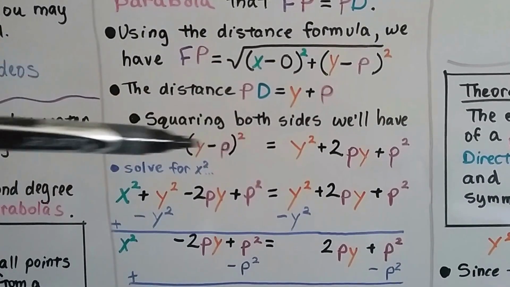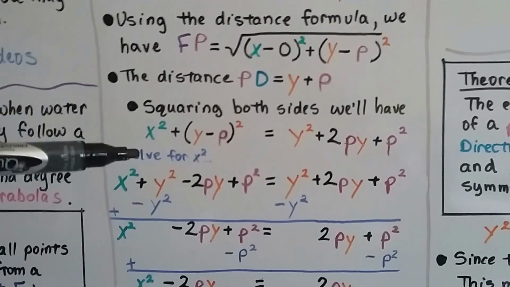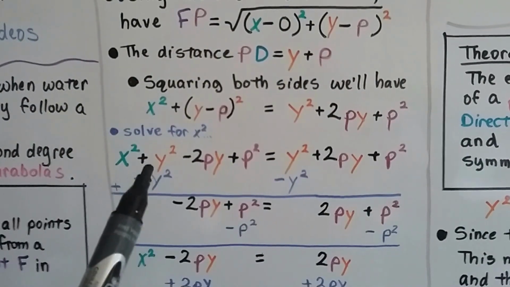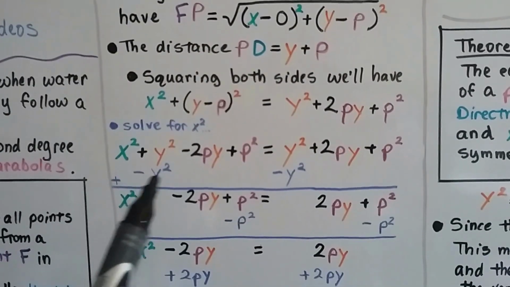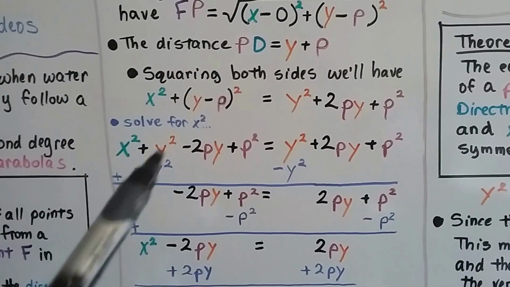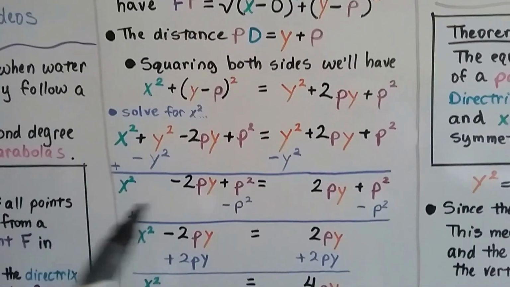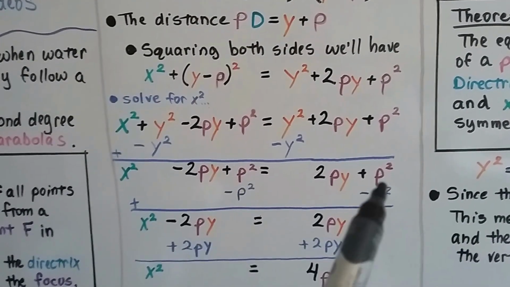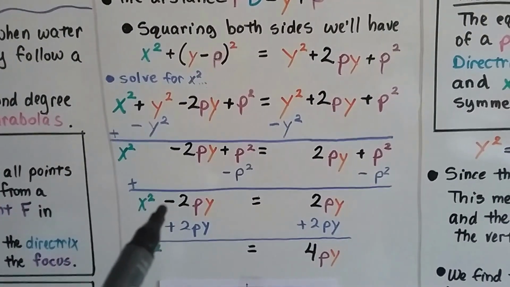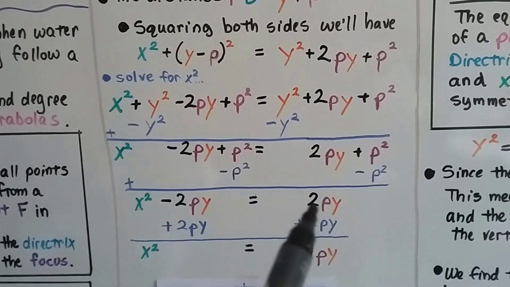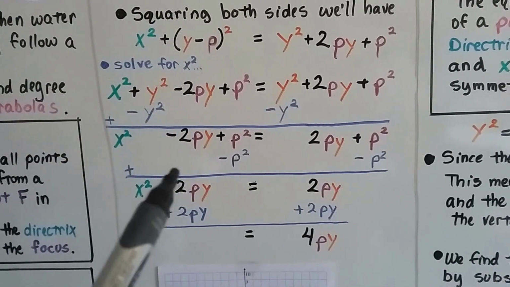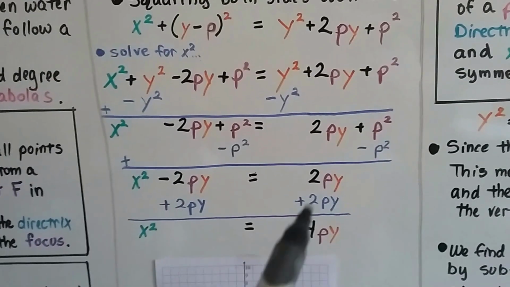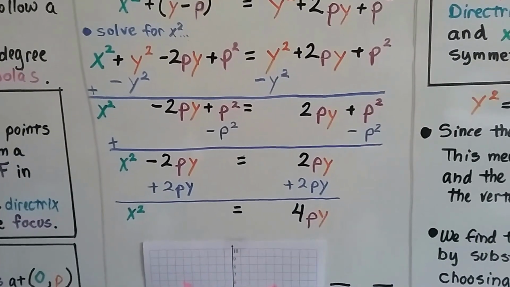Now, we take this equation and we solve it for x squared. We're going to start by using our addition properties and making additive inverses. If we have a plus y squared here, we can do a minus y squared on each side, so that eliminates those, all right? So now this is what we have. We have a plus p squared, so we can take away a p squared from this side and this side. Now we just have x squared minus 2py equals 2py. We can combine these two to one side by adding it on this side, and we get x squared equals 4py.